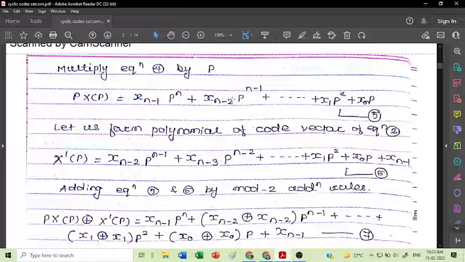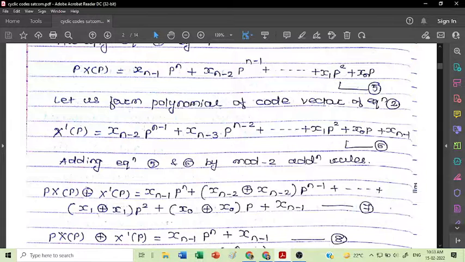Modulo 2 addition we can do here, equations number 5 and 6. If we add the left hand side, it gives us p x of p mod x dash p is equal to x of n minus 1 p to the power n. Now here you can see in equation number 6 there is no term which is having power n. P to the power n, there is no term, so this term is alone here.